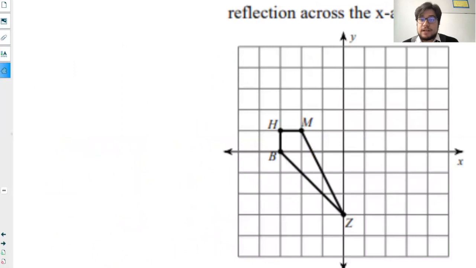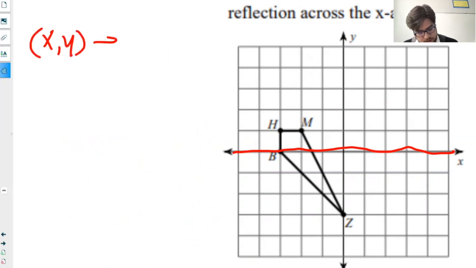Let's look at a reflection across the x-axis. This is hard to see because we would have to reflect it across this line, so it's not that easy when we're doing it on patty paper. Using the rules is best. As we said, the reflection rule is (x, y) becomes (x, -y) if we're reflecting across the x-axis, so we change the y value.